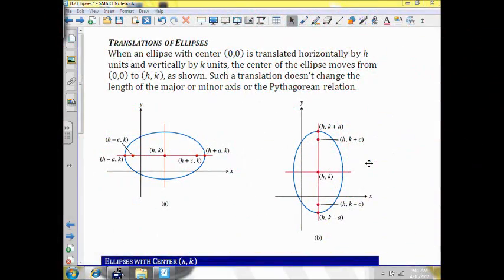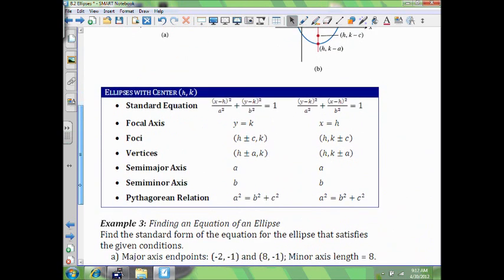Now, just like parabolas, we can also translate ellipses. With an ellipse at the center (0, 0), when it's translated horizontally by h units and vertically by k units, the center will move from (0, 0) to (h, k). Such a translation doesn't change the length of the major or minor axis or the Pythagorean relation. So we're still going to have a squared equals b squared plus c squared. The only difference is, instead of having the center at (0, 0), the center will now be at (h, k).